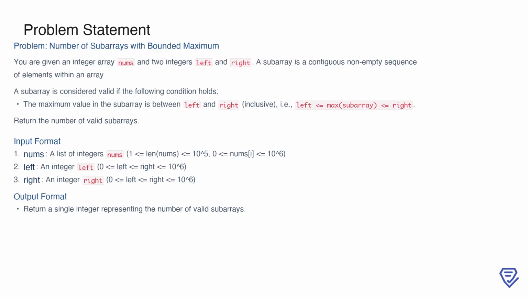The constraints ensure that the length of nums can be up to 100,000, and individual elements can be as large as 1 million, so the solution must be efficient. The input consists of the array nums, and the integers left and right, while the output is a single integer representing the count of valid subarrays.